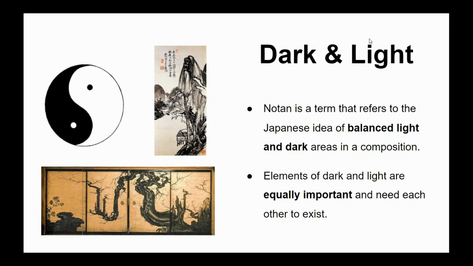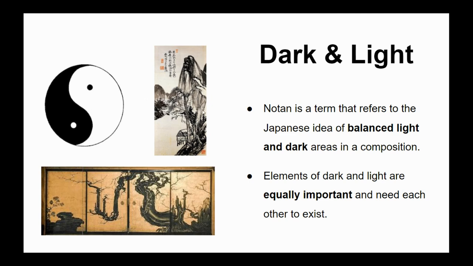Oatan is a term that refers to the Japanese idea of balanced light and dark areas in a composition. Elements of dark and light are equally important and need each other to coexist. One of the most famous symbols of the Japanese Oatan, light and dark, is the yin-yang. Both exist in complete polar opposites and contrast of each other, but are equally balanced and symmetrical.